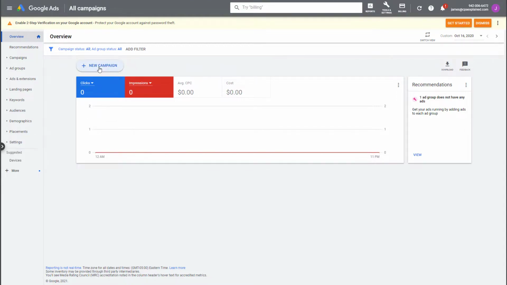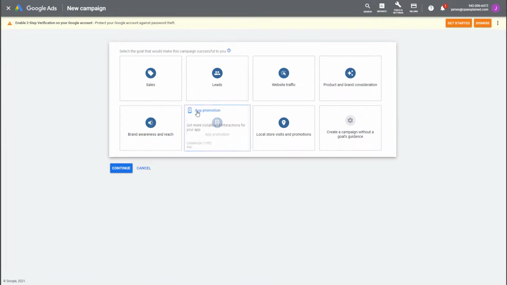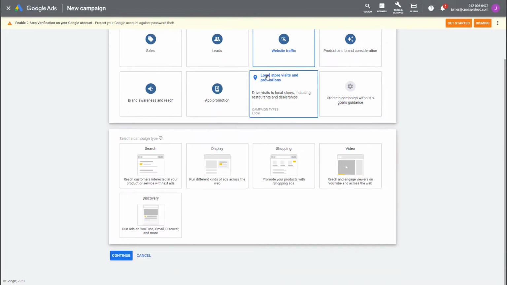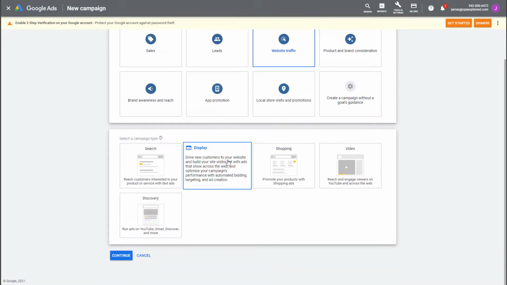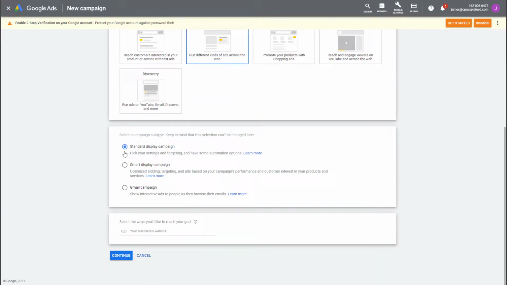Just look for new campaign and click on add new campaign. We're looking for website traffic. We want to do a display ad and just do standard. Don't worry about smart or Gmail or anything like this. Just stick with standard because you want to have the most control over it.